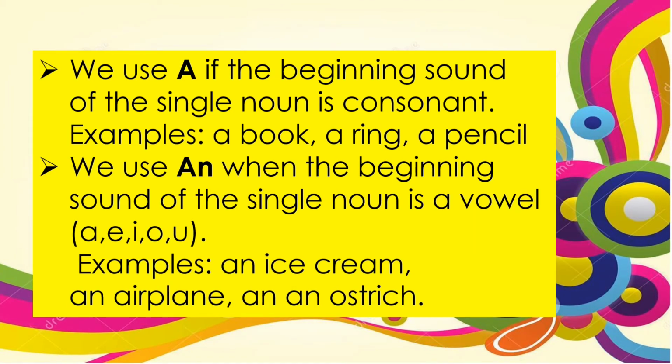Remember, we use a if the beginning sound of the single noun is a consonant. Examples: a book, a ring, a pencil. We use an when the beginning sound of the single noun is a vowel: A, E, I, O, U. Examples: an ice cream, an airplane, an ostrich.